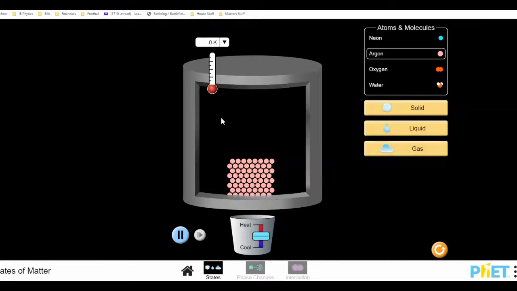Okay, so I'm at 0 Kelvin, and notice that the motion of the atoms, even that tiny little vibration, is stopped completely. And so 0 Kelvin is what is known as absolute zero. Okay, it is by definition the lowest possible temperature you could have in the universe. There is no temperature lower than 0 Kelvin. That's how it's defined. That's why it's called absolute zero.